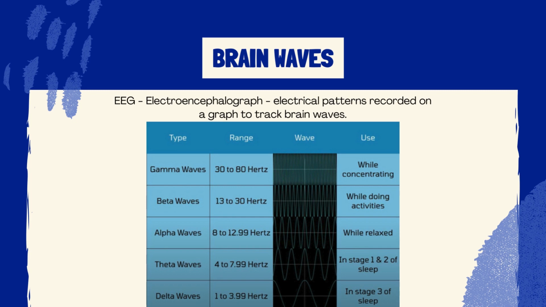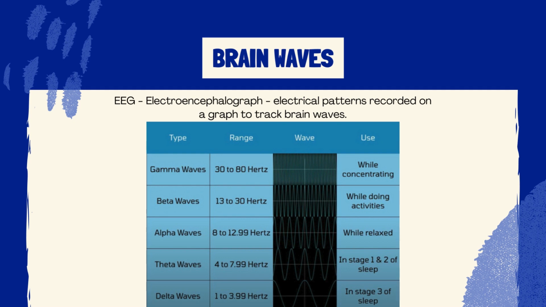Next is brainwaves. EEG, or electroencephalogram, is a machine that records brainwaves in the brain, and this is detected by using electrical patterns. So, as you can see in the table, gamma waves are for concentration, ranging from 30 to 80 hertz frequency, and so it's really frequent. Beta waves are for doing regular activities, and it is from 13 to 30 hertz frequency. Alpha waves are while the brain is relaxed, and so it's from 8 to 12.99 hertz frequency.